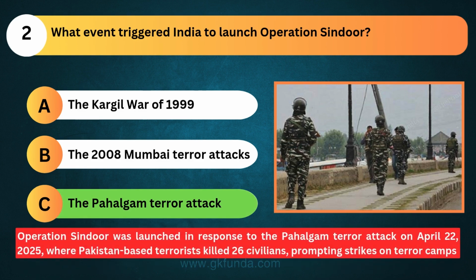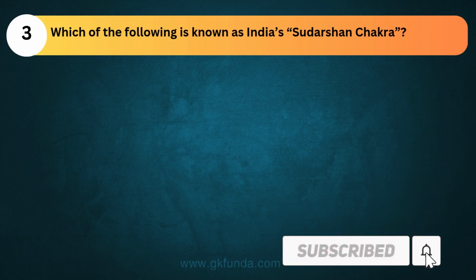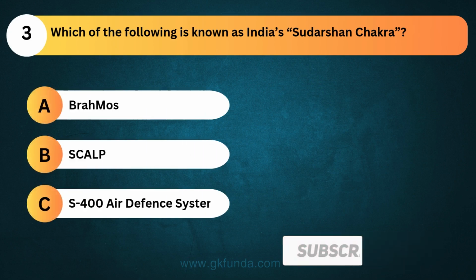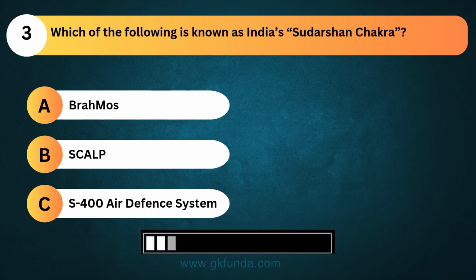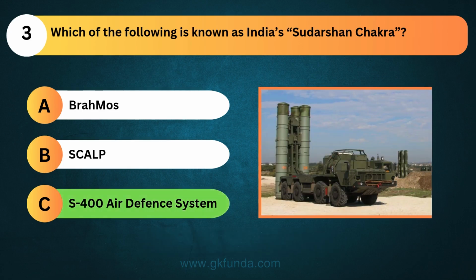Operation Sindoor was launched in response to the Pahalgam terror attack on April 22, 2025, where Pakistan based terrorists killed 26 civilians, prompting strikes on terror camps. Which of the following is known as India's Sudarshan Chakra? The answer is option C: S-400 air defense system.